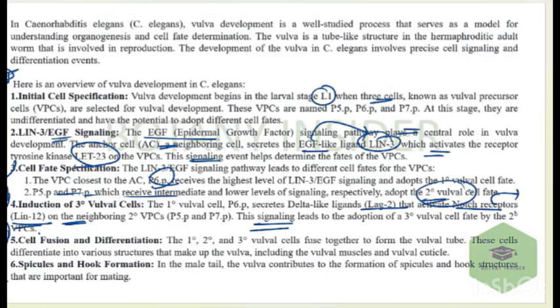Then different cell fusion and differentiation occurs. First, second, and third, that is primary, secondary, and tertiary, all of them fuse together to form the vulval tube. These cells differentiate into various structures that make up the vulva, including the vulval muscles and vulval cuticle. Then spicules and hook formation. So in the male tail, the vulva contributes to the formation of spicules and the hook structure that are important for mating. So remember about this particular thing as well, that how is it actually getting done.